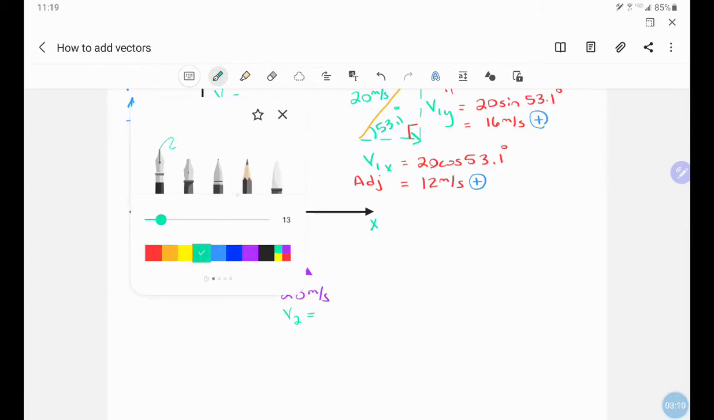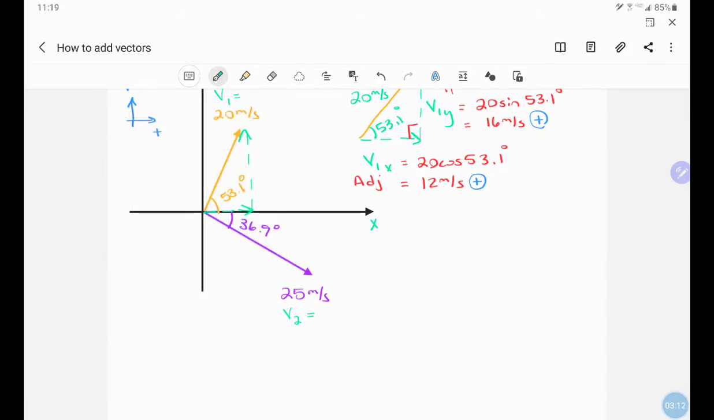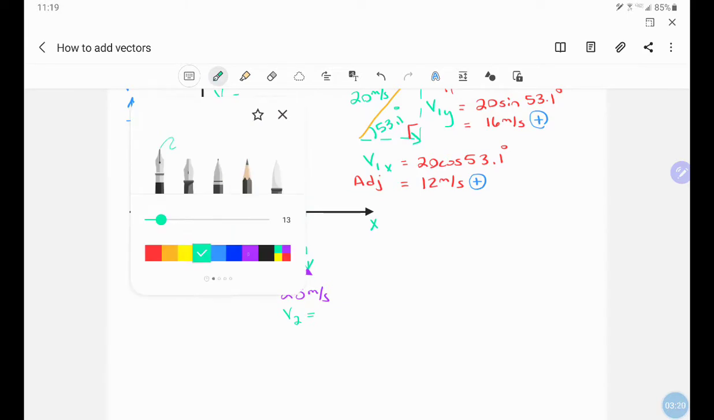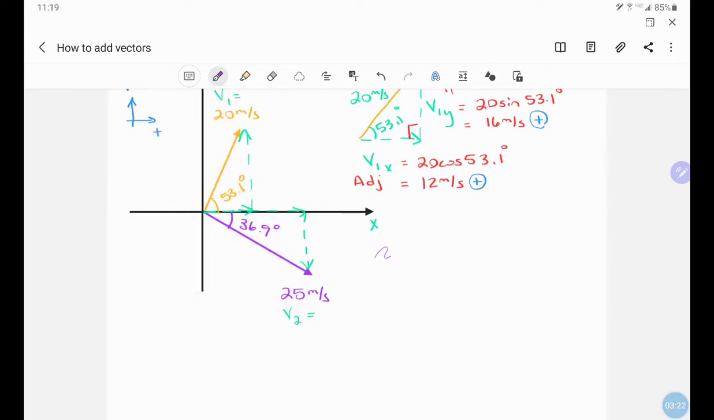If we break that second vector, v2, up into its x and y components, here's the x component, here's the y component. So let's redraw that. Looks like this. Here's v2x. Here is v2y. This angle here is 36.9 degrees. This value is 25 meters per second.